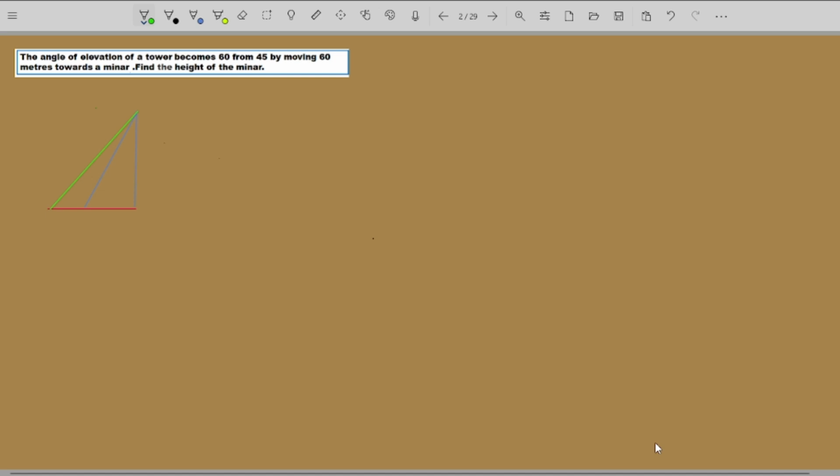In today's video, I want to discuss a problem that is related to trigonometry. Now, let's get started. Here, the problem is: the angle of elevation of a tower becomes 60 degrees from 45 degrees by moving 60 meters towards the tower. Find the height of the tower. That means we have to find out the height of the tower.